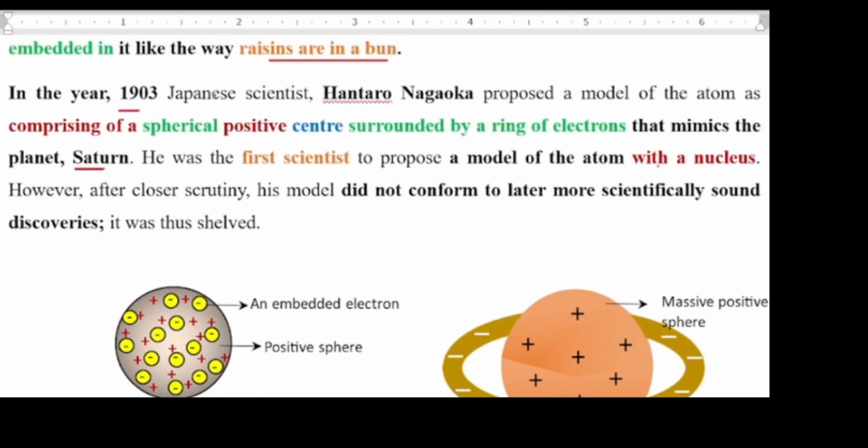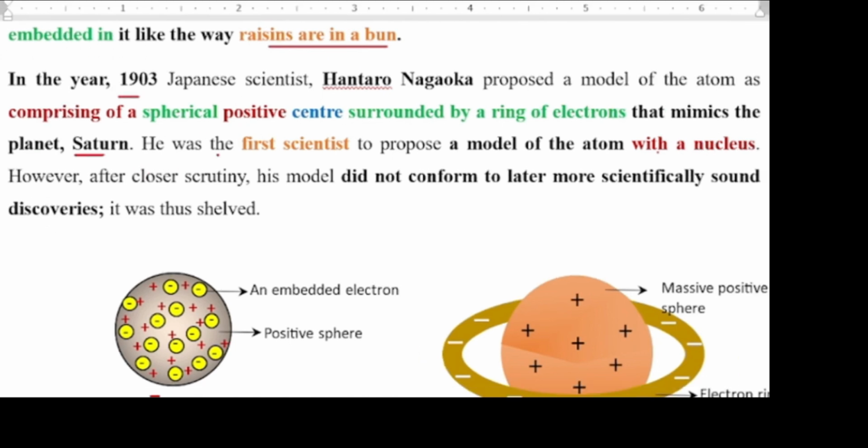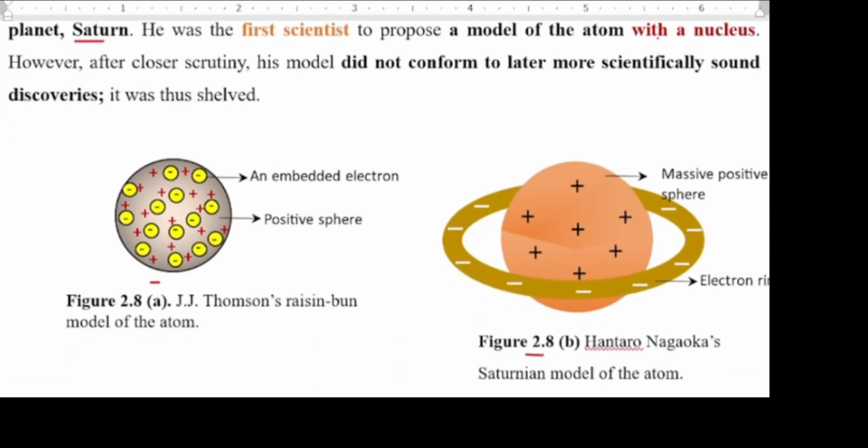The Nagaoka's model. In the year 1903, Japanese scientist Hantaro Nagaoka proposed a model of the atom as comprising of a spherical positive center surrounded by a ring of electrons that mimics the planet Saturn. He was the first scientist to propose a model of the atom with a nucleus. However, after closer scrutiny, his model did not conform to later more scientifically sound discoveries. It was thus shelved.